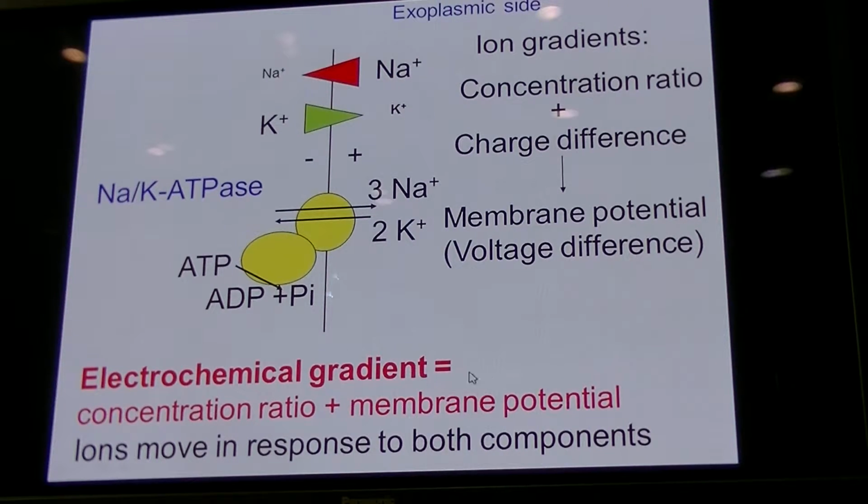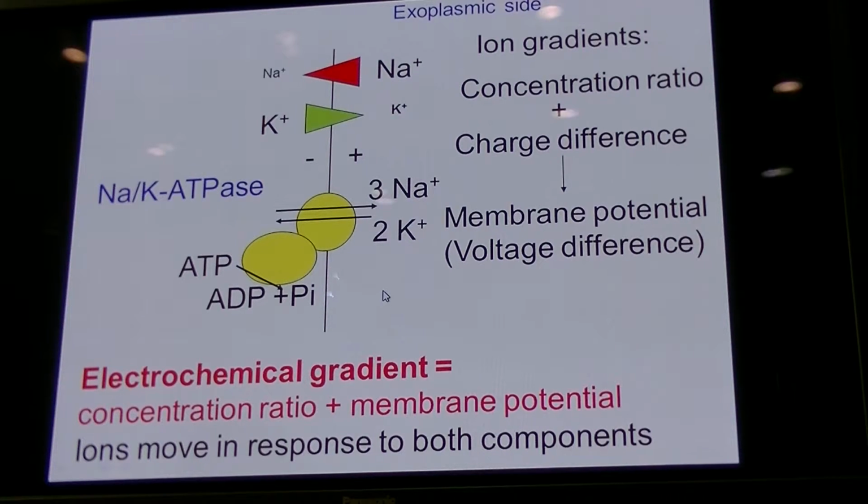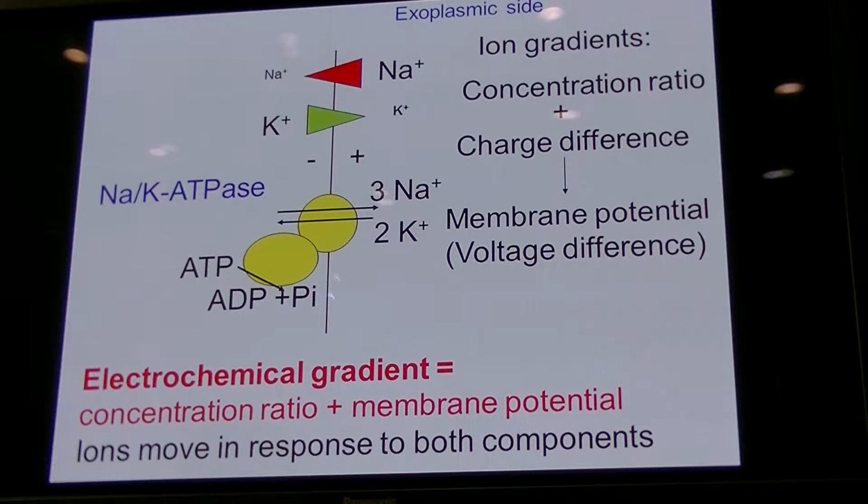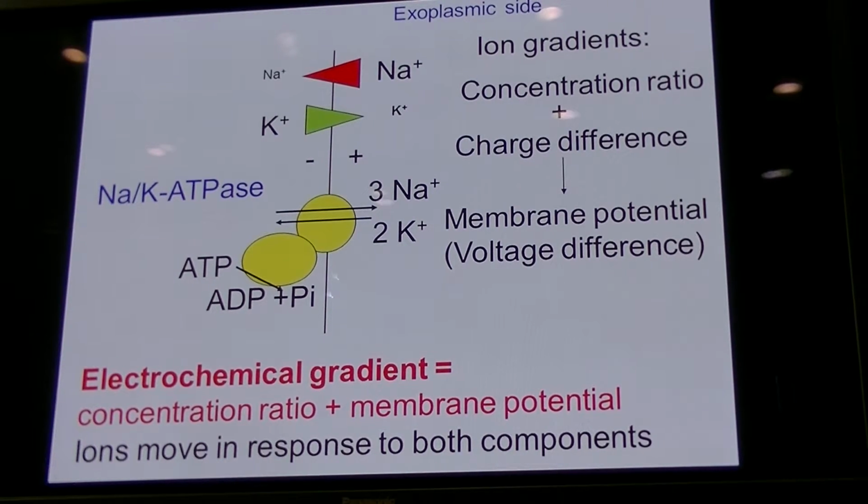So an electrochemical gradient is composed of 2 parts. There's the concentration gradient, and what's important there is really the concentration on one side divided by the concentration on the other side. So it's the ratio of reactants.